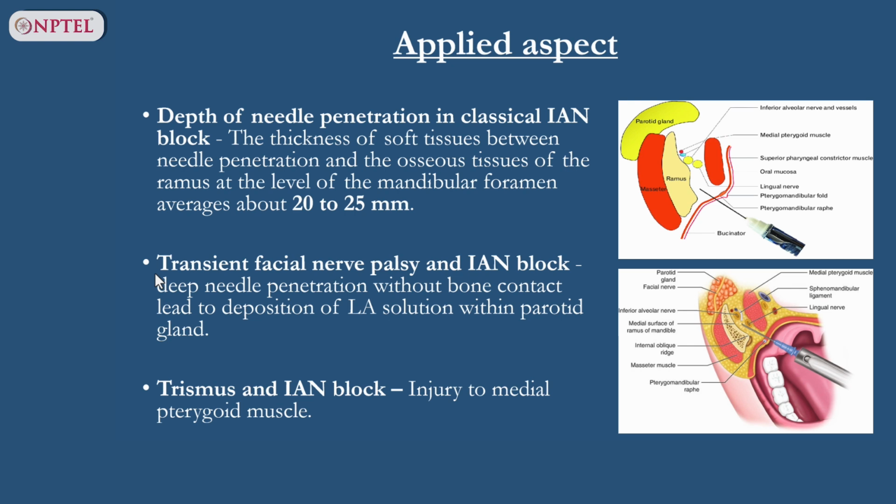Additionally, on the medial side of the deposition site lies the medial pterygoid muscle. Actually, this is the space known as the pterygomandibular space, which is in between the ramus and the medial pterygoid muscle. While giving this nerve block, the needle might penetrate through the medial pterygoid muscle, and this will result in post-op trismus in certain individuals.